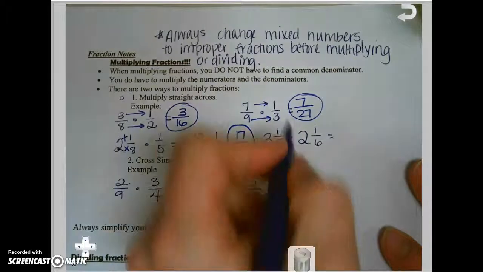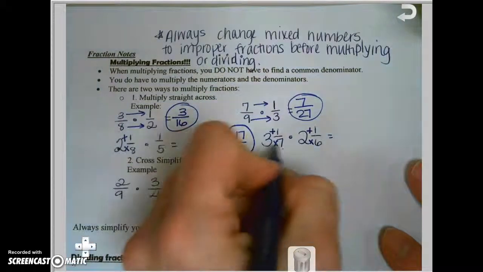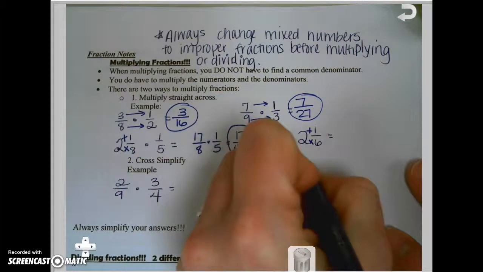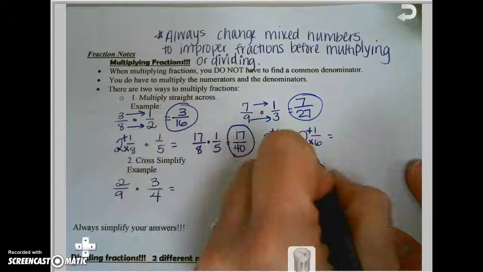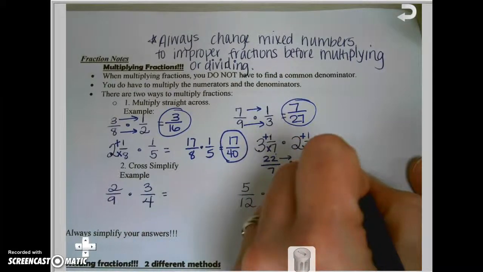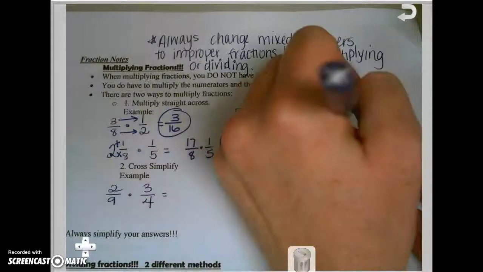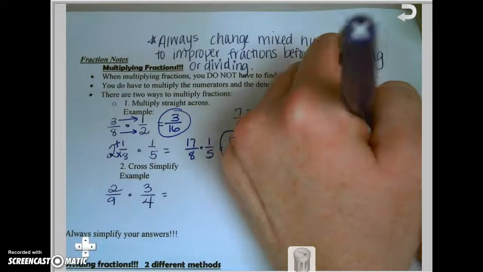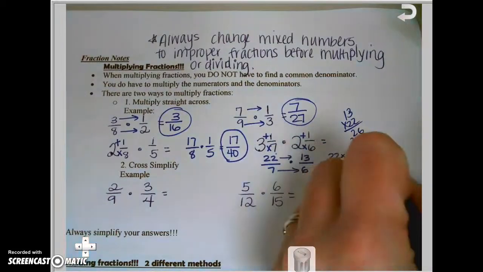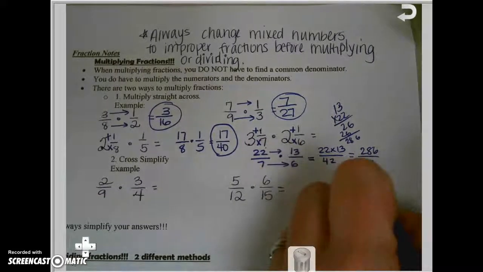Same thing over here. I'm going to use Texas to make them improper. 7 times 3 is 21, plus 1 is 22, times 6 times 2 is 12, plus 1 is 13, and then I'm going to multiply. 22 times 13, and 6 times 7, which is 42. So 13 times 22 is 286 over 42, and then I'm going to divide it out to make it a proper mixed number.